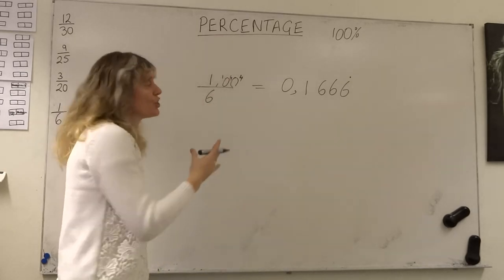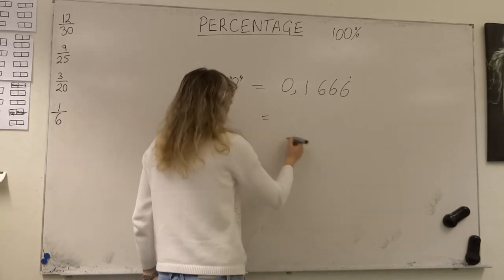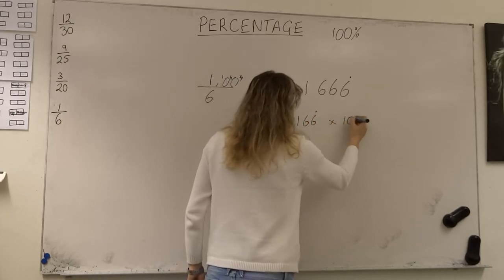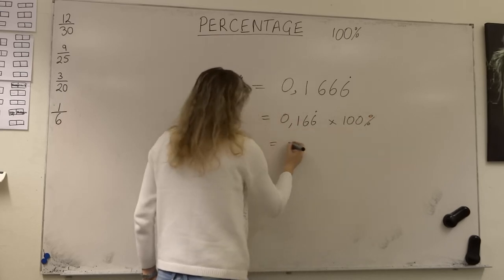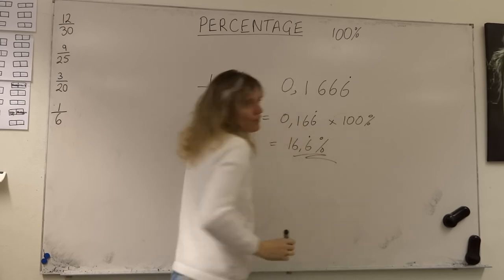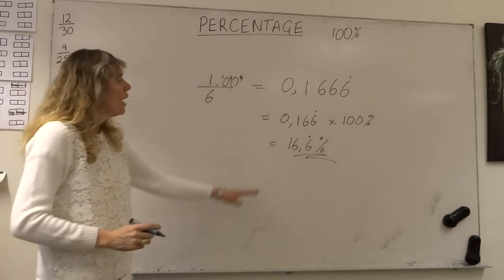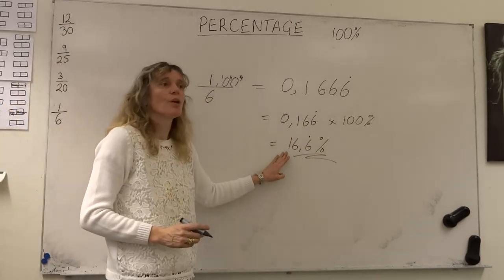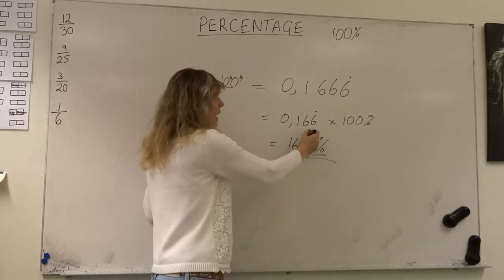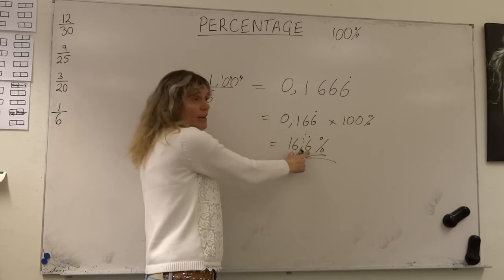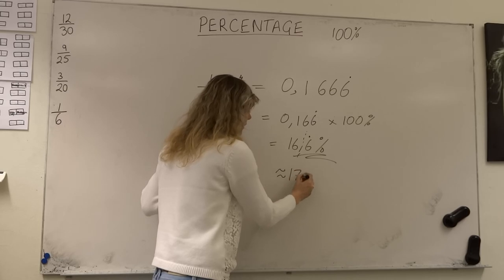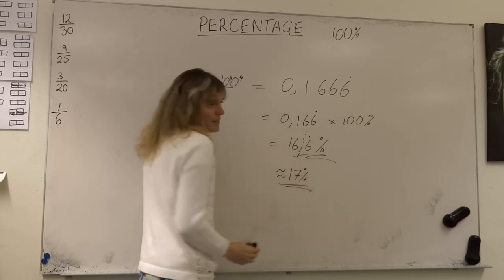0.166666. To turn this decimal number into a percentage, we take our 0.16, multiply by 100%, giving us 16.6% recurring. When it comes to percentages, we usually do them to whole percentages. So we'd round that one off, we'd look at the number afterwards. It's 5 or higher, so this number goes up 1, so it's approximately the same as 17%.